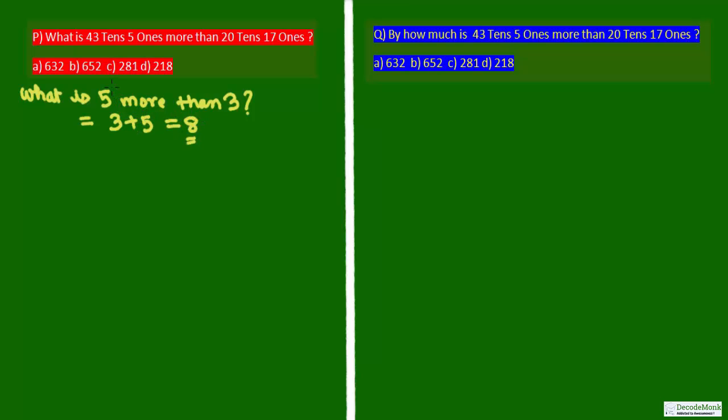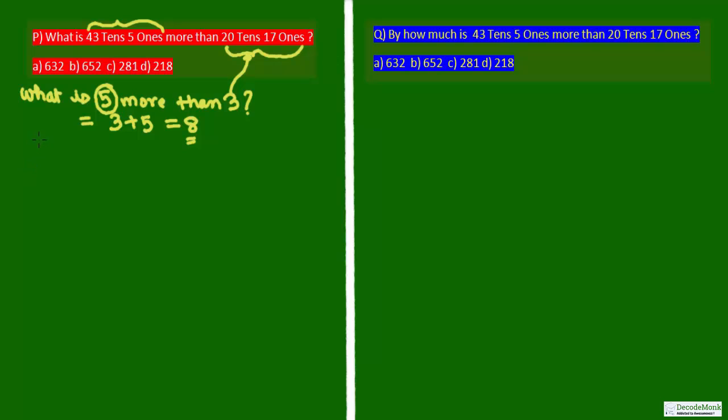Now in place of 5, if I put 43 tens and 5 ones, and in place of 3, if I put 20 tens and 17 ones, now if you read the question, I think this will be clearer to you. What is 43 tens 5 ones more than 20 tens 17 ones? So the answer should be this figure, 20 tens 17 ones plus 43 tens 5 ones. That means, what is this figure more than the 20 tens 17 ones figure.